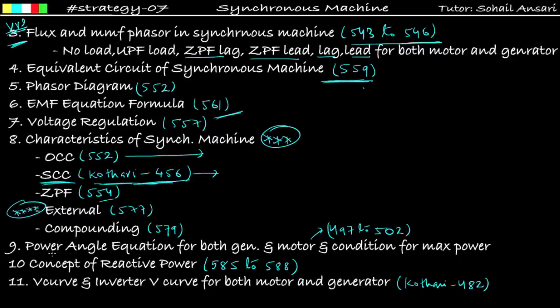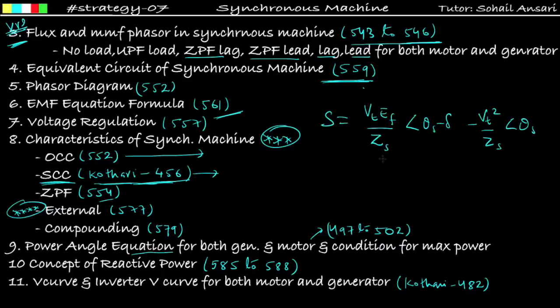Got it? Now the ninth point is very important, that is the power angle equation for both generator and motor. If I talk about the generator, then the apparent power for generator S is given as VT EF upon ZS, where ZS is the internal impedance of the synchronous machine and theta S is the angle corresponding to ZS, that is tan inverse XS upon RS.